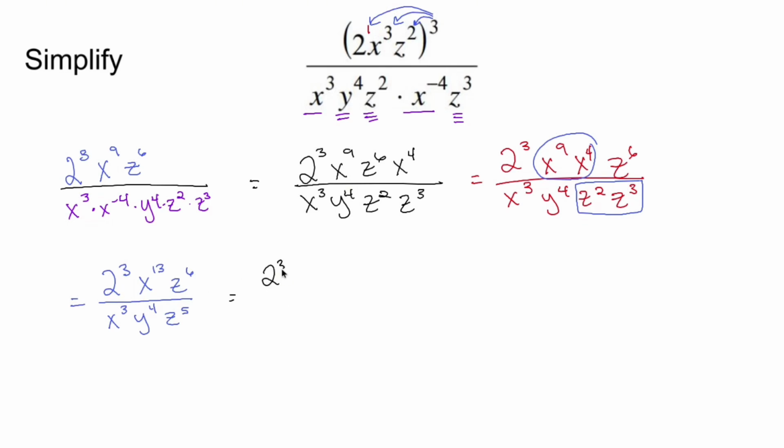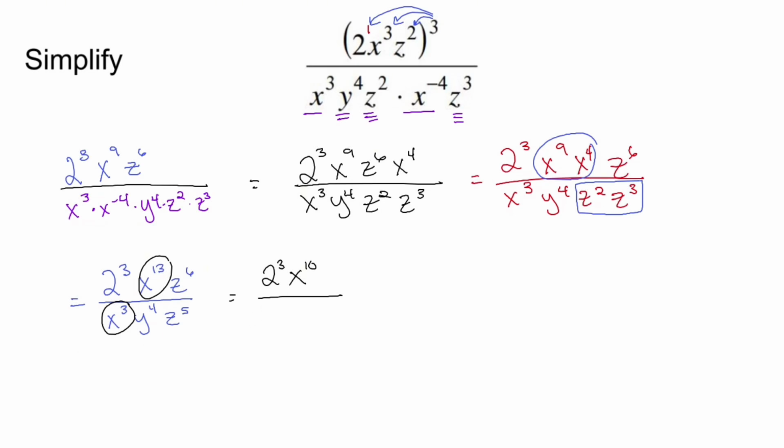2 to the third is 2 to the third, leave it there. I have 13 x's in the numerator and 3 x's in the denominator. Whenever you have terms of the same base and you're dividing them, find out which one's more powerful. X to the 13th is more powerful than x to the third. Leave it in the numerator, subtract the exponents, and call it 10.